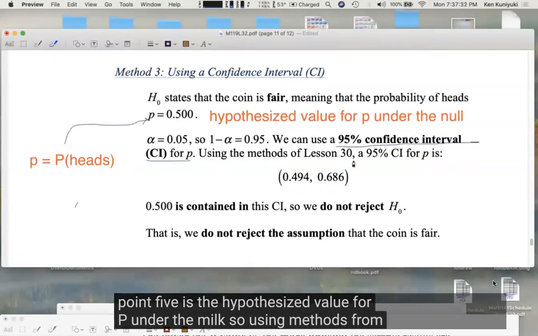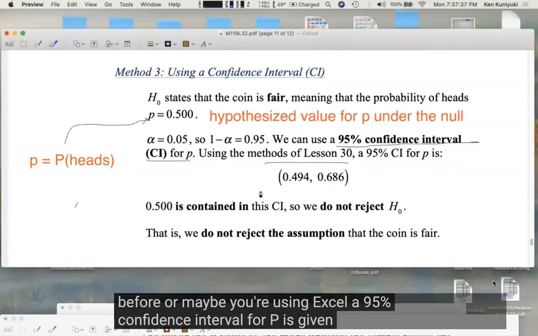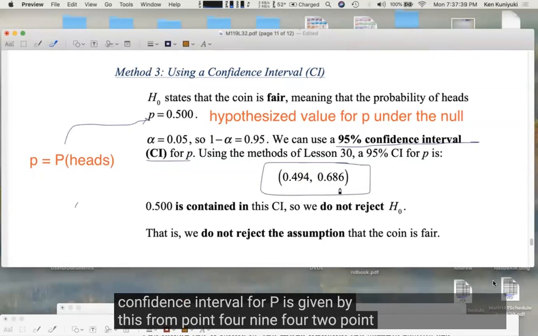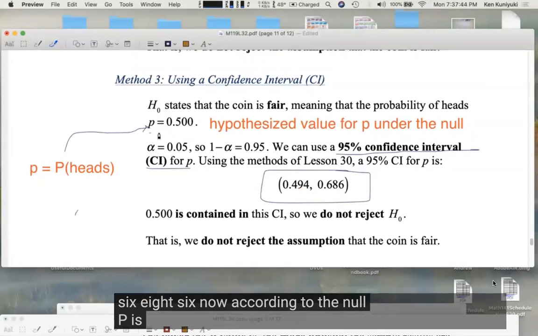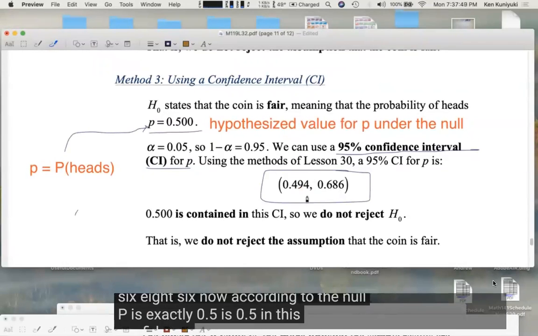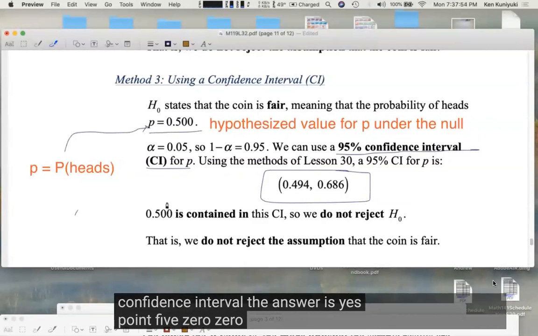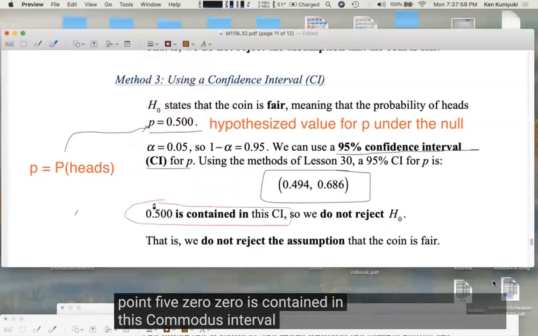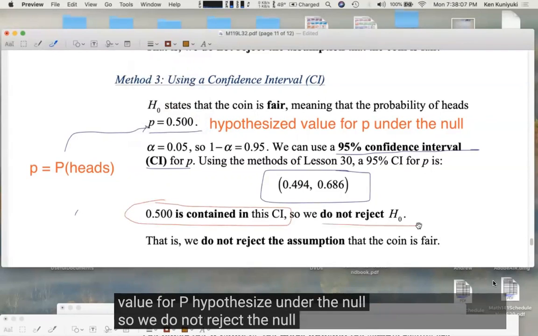So using methods from before, or maybe you're using Excel, a 95% confidence interval for P is given by this, from 0.494 to 0.686. Now, according to the null, P is exactly 0.5. Is 0.5 in this confidence interval? The answer is yes. 0.5 is contained in this confidence interval. It contains the value for P hypothesized under the null, so we do not reject the null.